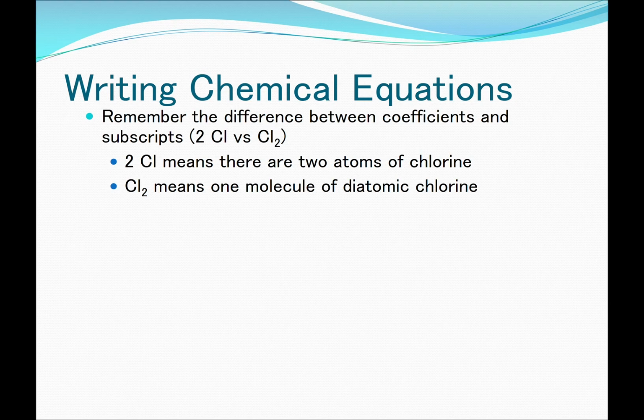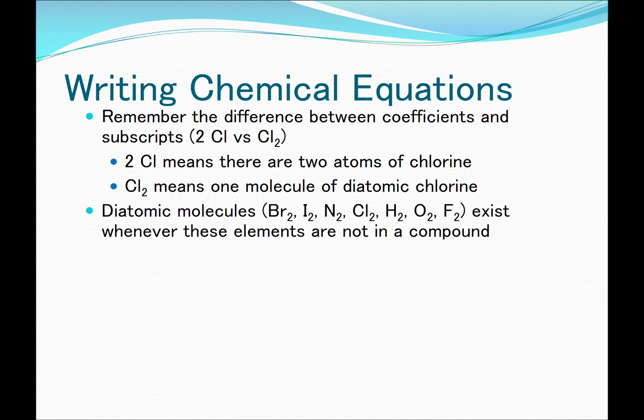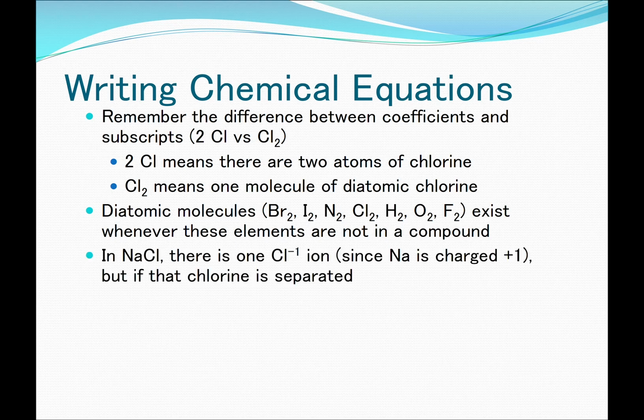Remember the difference between coefficients and subscripts? The 2 in front of the Cl is a coefficient. The 2 after the Cl is a subscript. So the 2 in front means that there's 2 atoms of chlorine, whereas the 2 after the Cl means that we have 1 molecule of diatomic chlorine. That'll be true for any of our diatomic molecules. So if you see these in a reaction, they need to be written diatomically when they're by themselves.